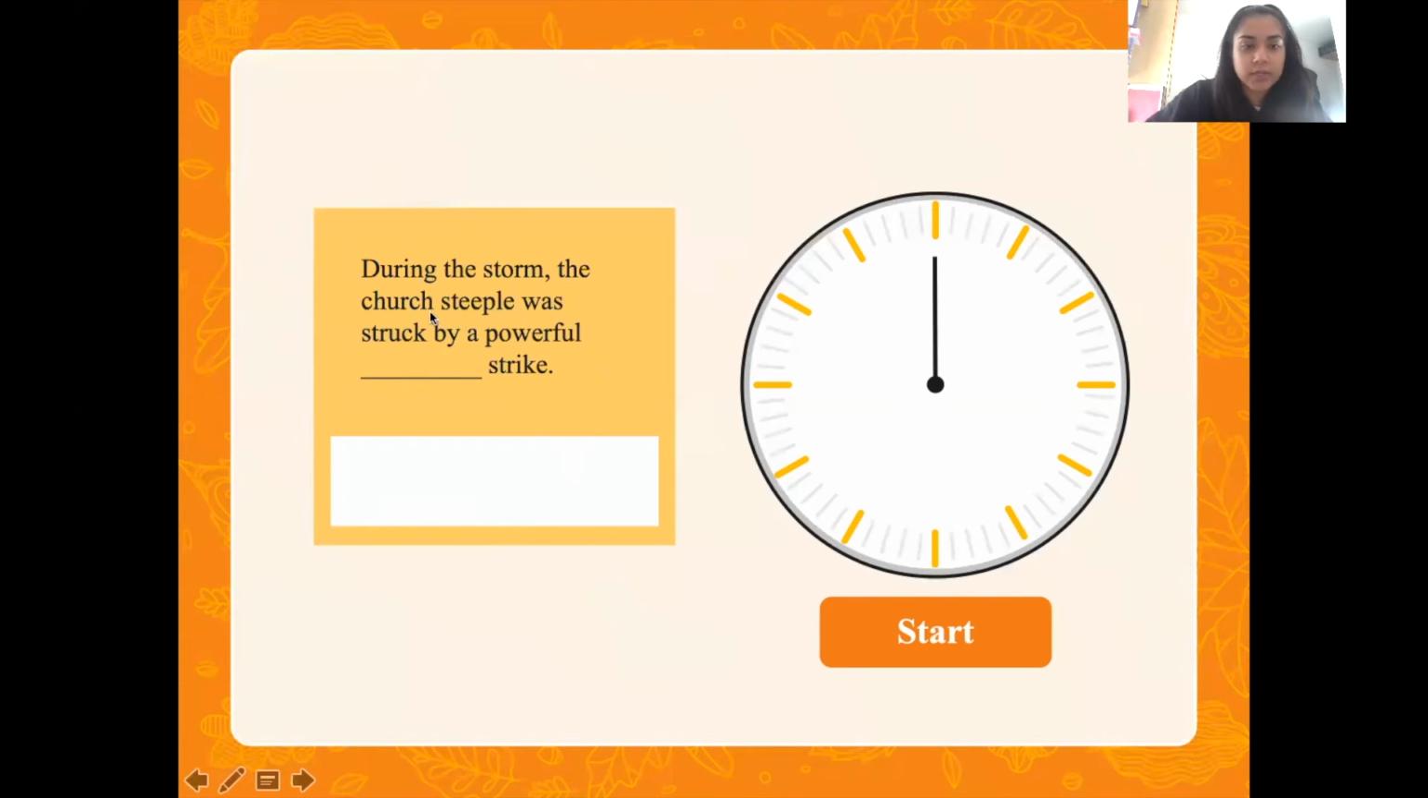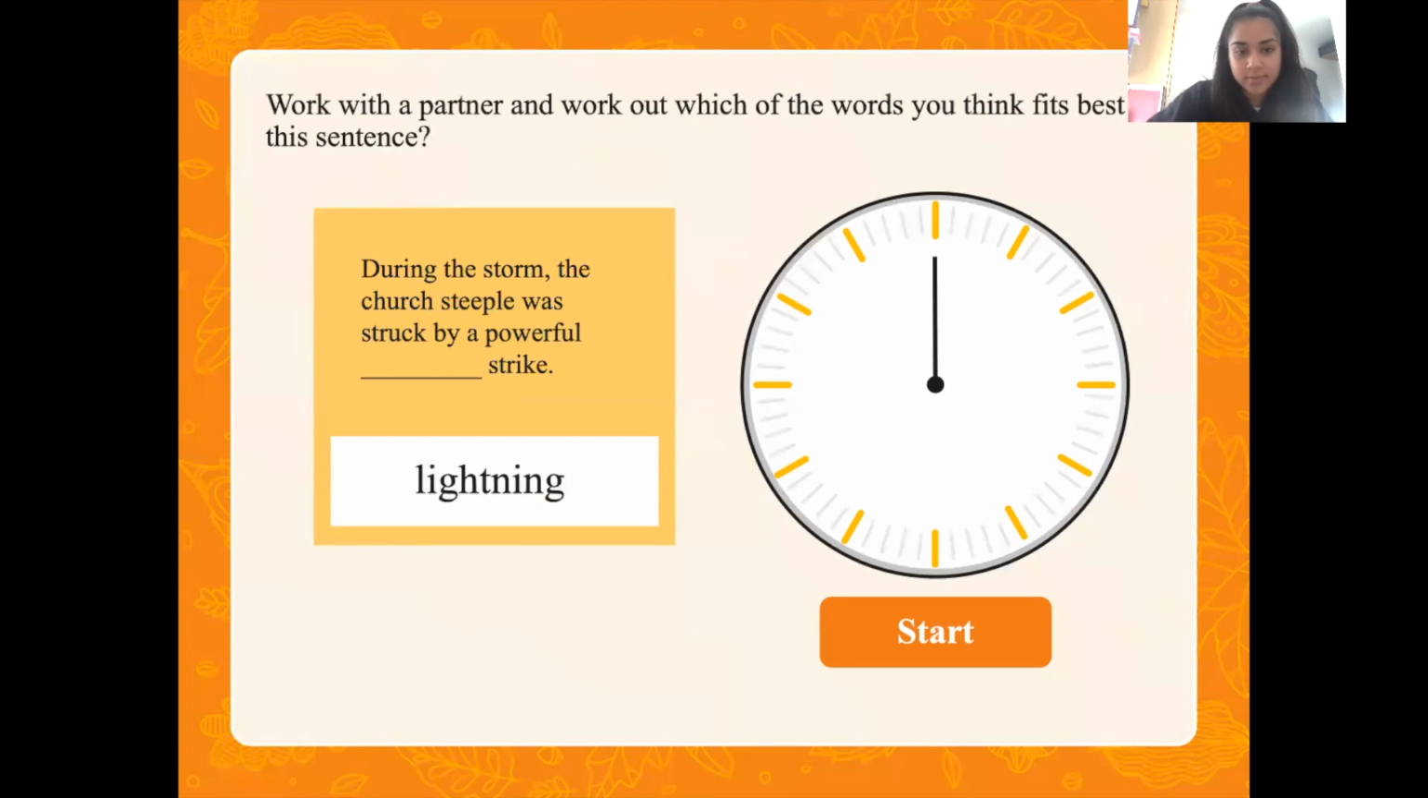And let's have a go at this one. During the storm, the church steeple was struck by a powerful blank strike. Pause screen, which one do you think it is? Remember, have a think about context clues as well to help you. Brilliant. If you got lightning, well done.